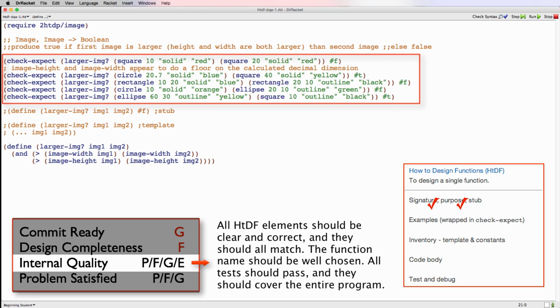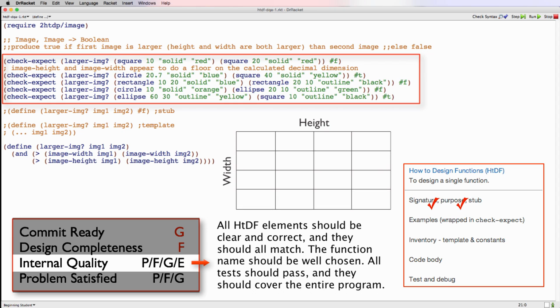Now let's look at the tests and whether they're sufficient. And what I have to do now is look at the purpose. I'm going to produce true if the first image is larger, if the height and width are both larger than the second image. So let's think about that. This definition of larger requires comparing the height and width independently. So we can kind of build a little matrix here. The height of image 1 could be less than image 2, or the height of image 1 and 2 could be the same, or the height of image 1 could be greater than the height of image 2. And then that same thing is true for the widths.